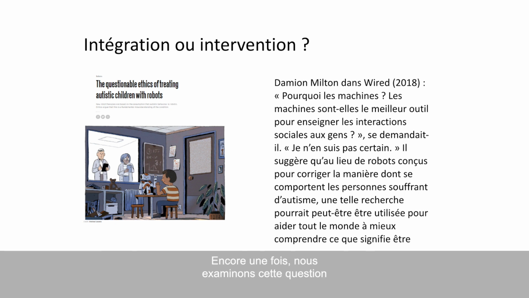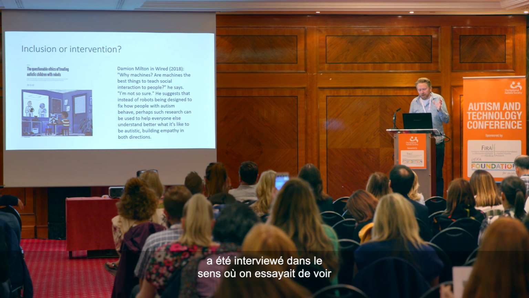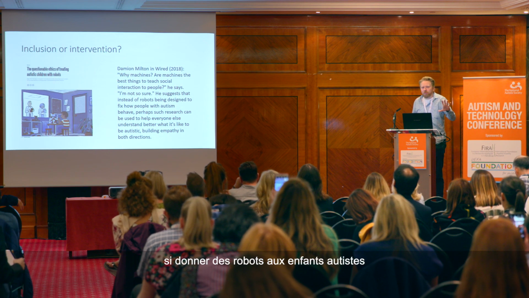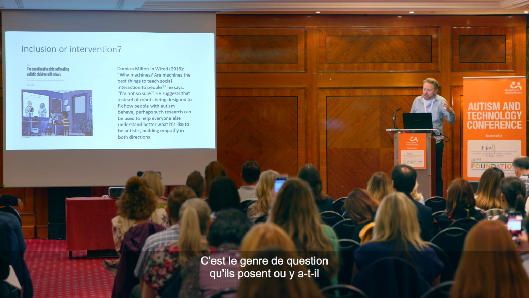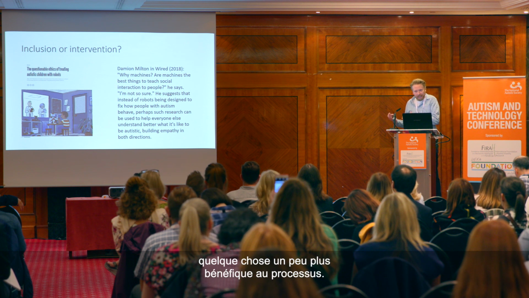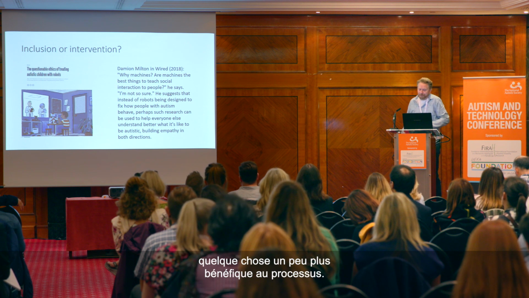So again, we're looking at that question of, is this inclusion or intervention when you're looking at robots? Are you trying to adjust that autistic person to make them more non-autistic-like so they can work within the non-autistic world? And Damian Milton, who many of you may know is an autistic author who often contributes greatly to these kind of debates, was interviewed in Wired, where they were looking at, if you're just giving robots to autistic children to keep them quiet, is that an ethical thing to do, is the kind of question they're asking, or is there something a little more beneficial to the process than that?